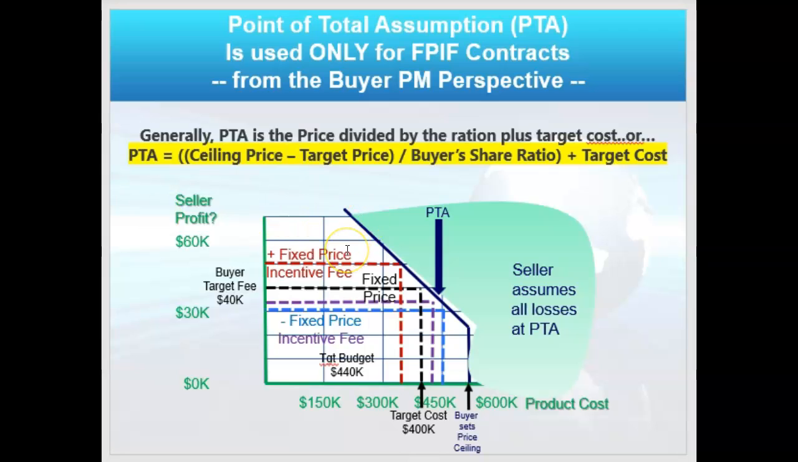There comes a point that even with a share ratio, at the point of total assumption, the seller now assumes all losses. They assume total assumption. The share ratio is over. The buyer, me, the project manager, and my company, we are not going to pay, right? So it can get pretty bad for the seller.